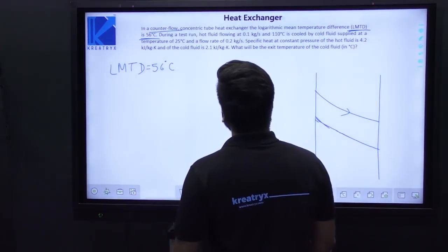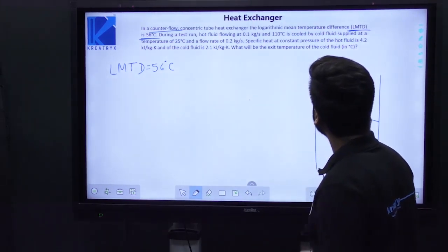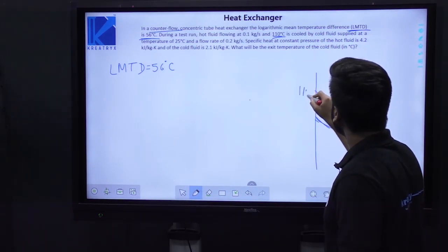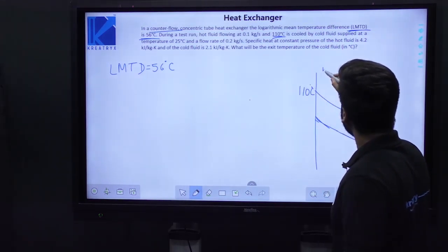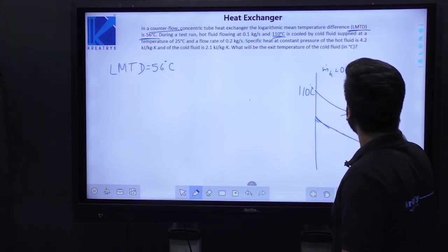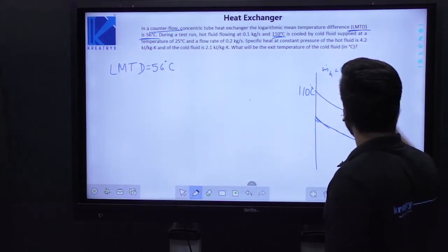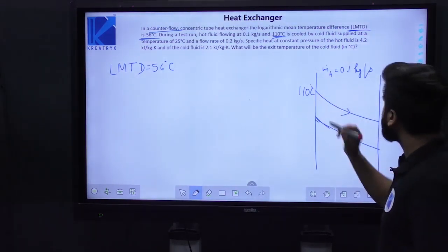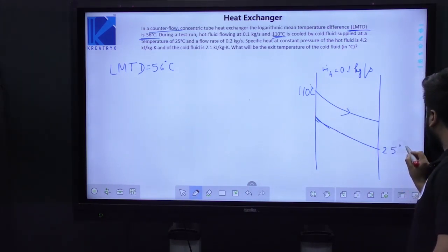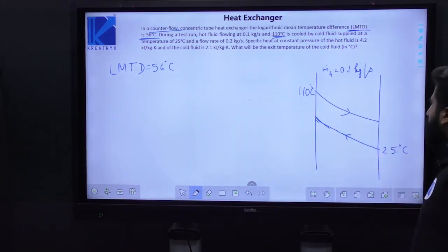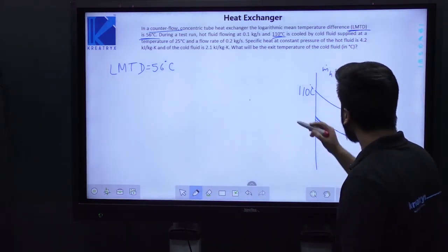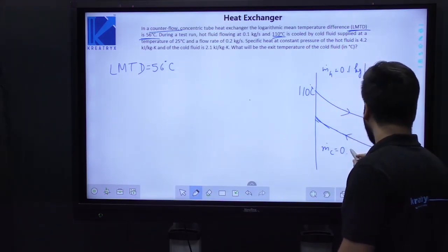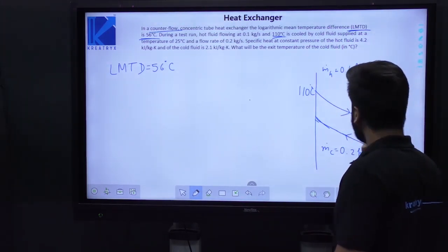Okay, so what it's saying is that the entrance temperature of hot fluid is 110 degrees Celsius and the mass flow rate m dot h is 0.1 kilogram per second. Okay, and it is cooled by cold fluid supplied at a temperature of 25 degrees Celsius. So this is the inlet temperature of cold fluid. Okay, counter flow. And the mass flow rate of cold fluid is 0.2 kilogram per second. So m dot c is 0.2 kilogram per second. This is given.